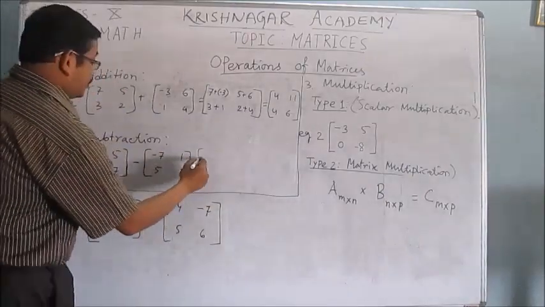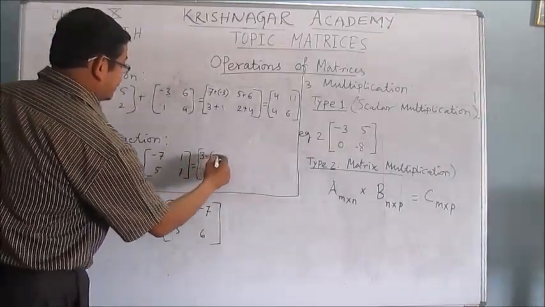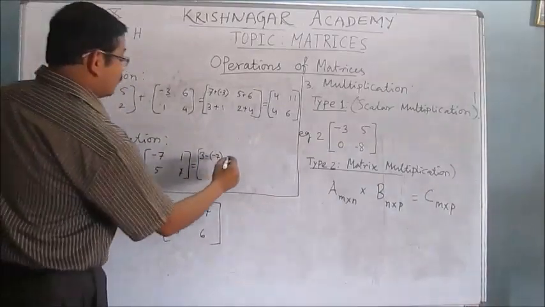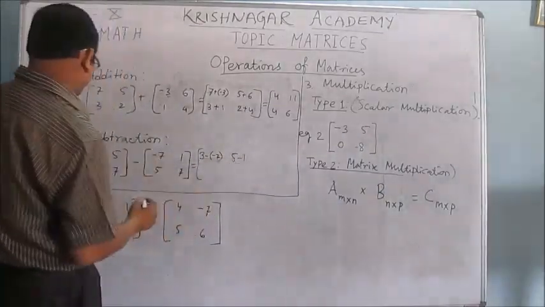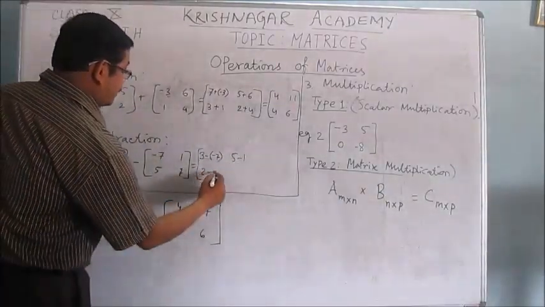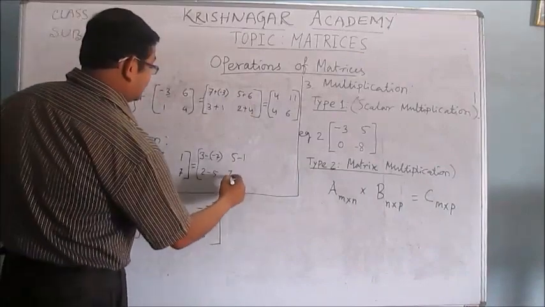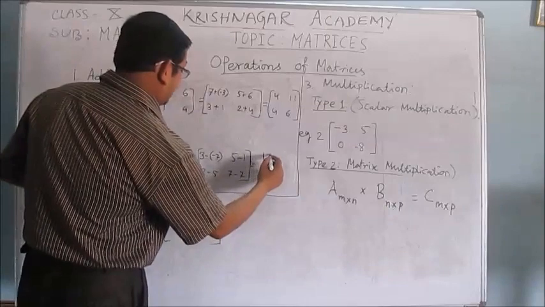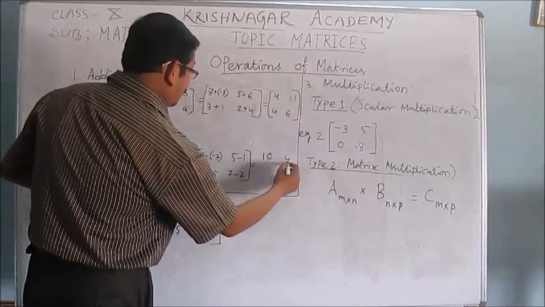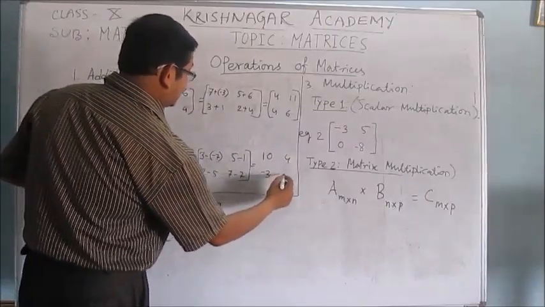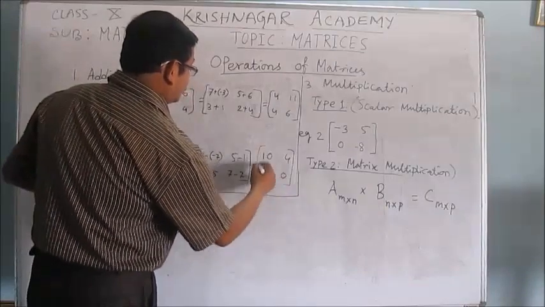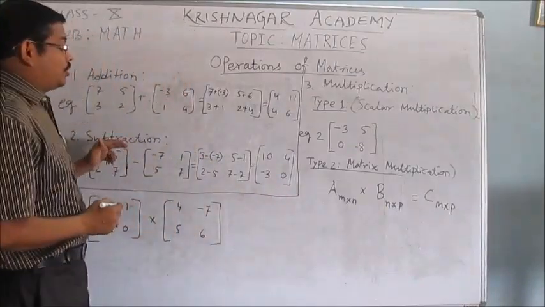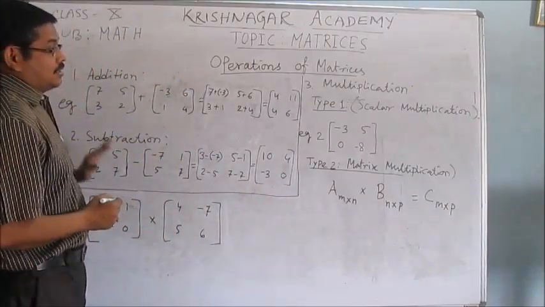Let's see 3 minus minus 7, 5 minus 1, 2 minus 5, 7 minus 7. The result is 10, 4, minus 3, 0. So this is the subtraction between two matrices.